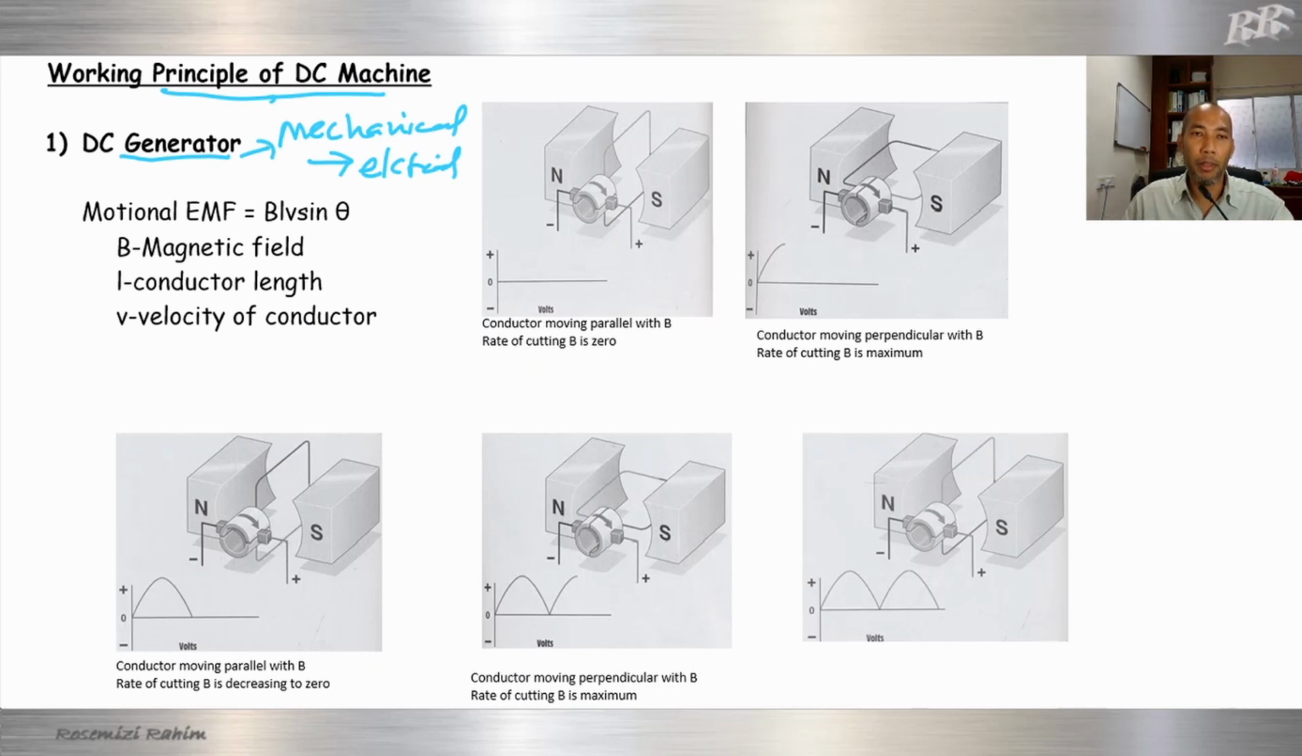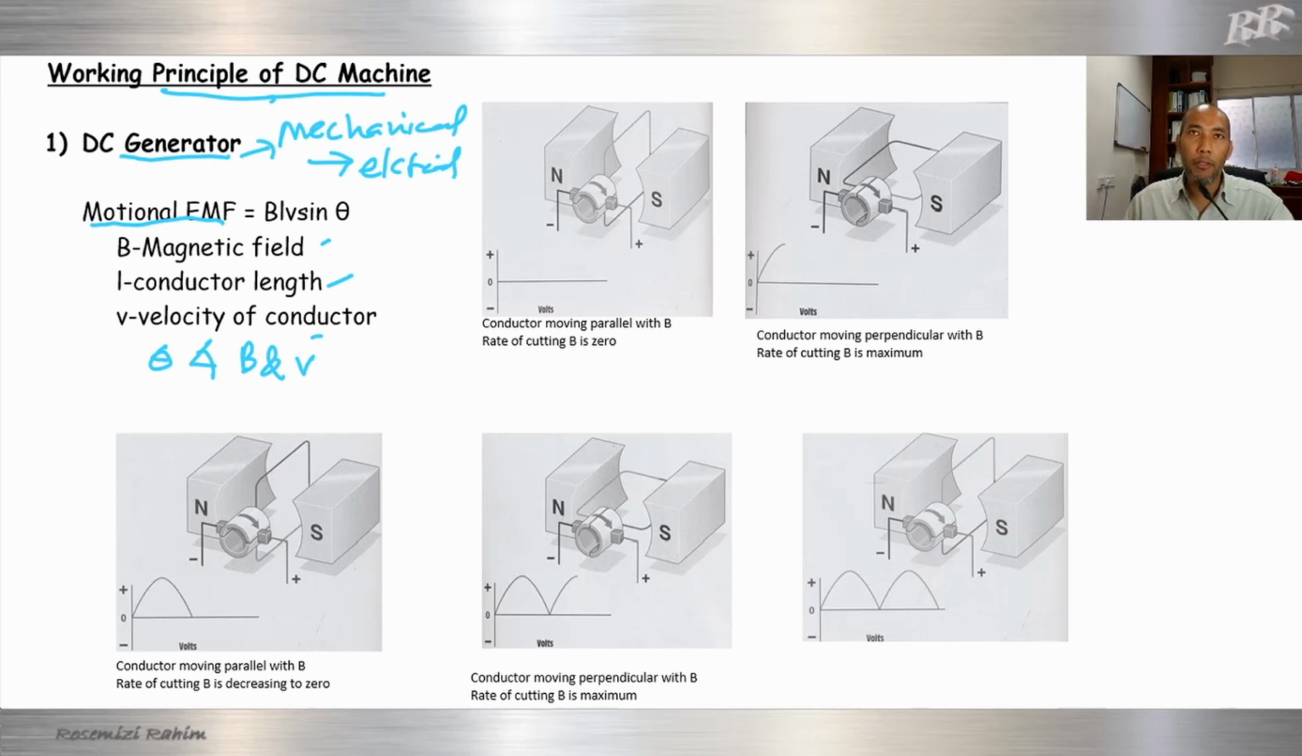The generation of energy is based on the motional EMF equation. Motional EMF is equal to B L V sine theta. B is the magnetic field, L is the conductor length, V is the velocity of the conductor, and theta is the angle between B and V, the velocity of the conductor and the magnetic field.